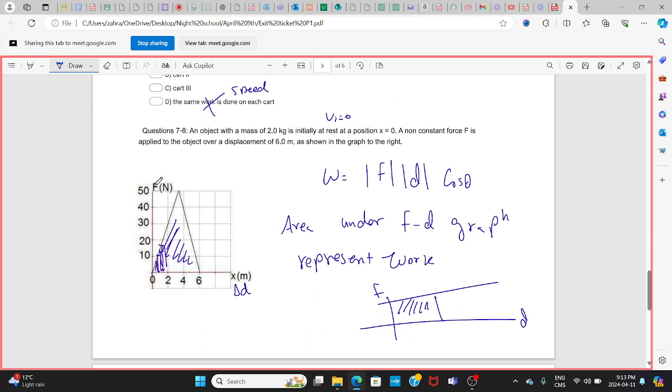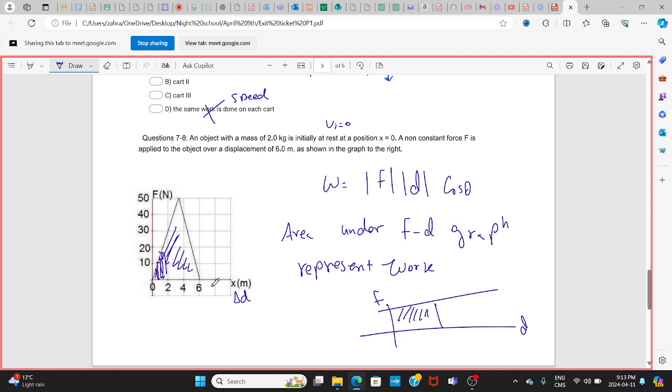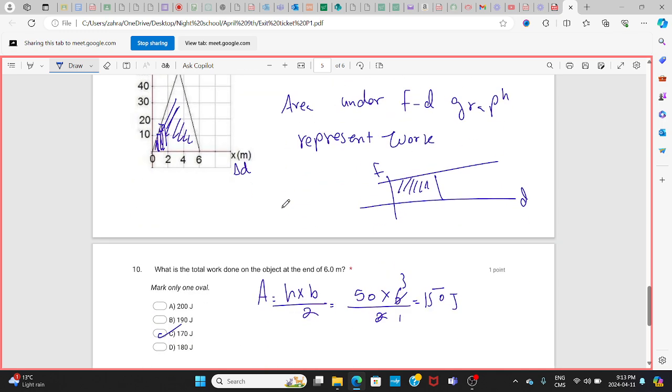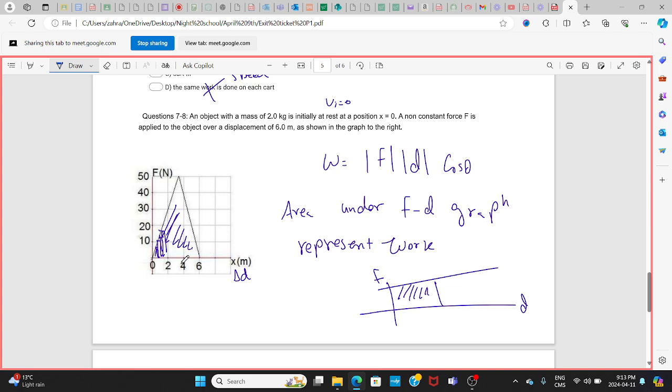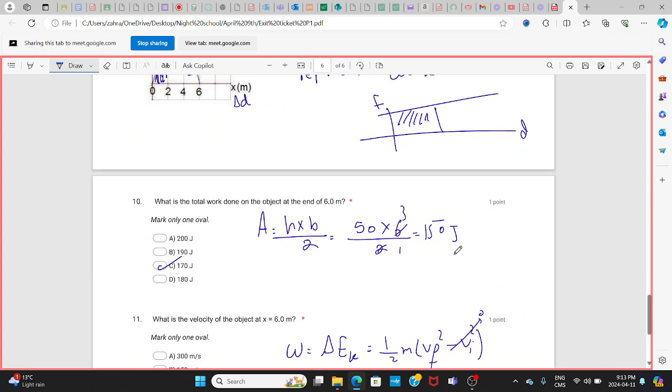Now you have a force-displacement graph, and you know the area under the force-displacement graph will give you work. And this is the reason, because the work is force multiplied by displacement. Now, I was just asking what is the total work? Just need to find the area, height multiplied by base divided by 2. I did it here, that's 150, which is closest to that. I think I need to change this one. 150, this one is the correct answer.